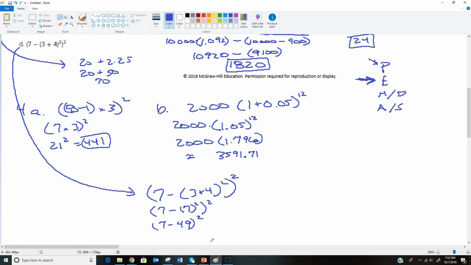Still have that square on the outside. I haven't done anything to it. All I did was do this 7 squared. And then 7 minus 49 is negative 42. And then we're ready to square. So negative 42, don't forget to put parentheses around it, negative 42. And we square that, we're going to get a positive number because it's a negative times a negative. And we're going to get 1,764. And so the answer for 4D is 1,764.